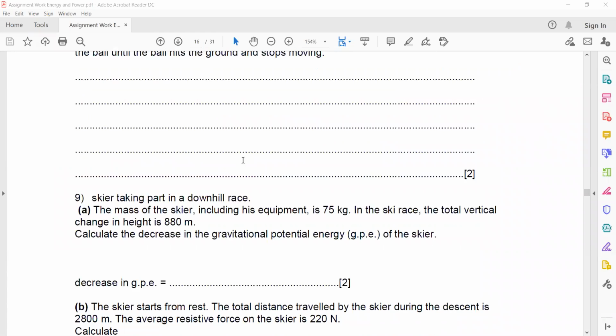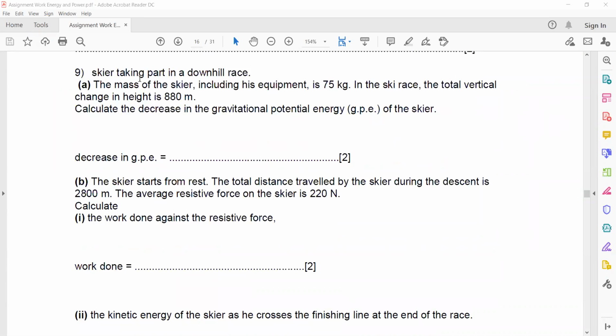The next part is related to calculation. A skier taking part in a downhill race means there's a downhill race, and a skier is coming down.